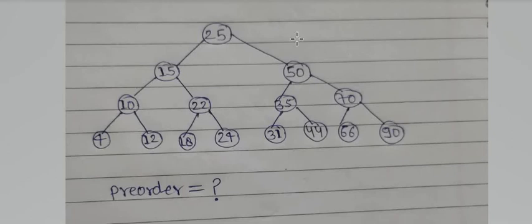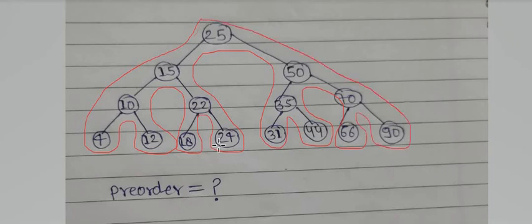As I said, just draw a line. Traverse the tree with the line, following the structure of the tree. Now what do we have to do in pre-order? Nothing, we just write the elements: 25, 15, 10, 4, and then 12, then 22, 18, 24, 50, 35, 31, 44, 70, 66, and 90.